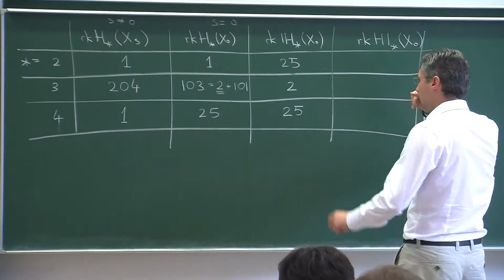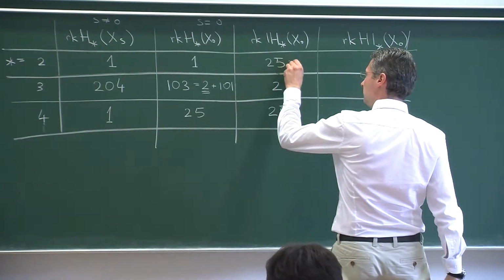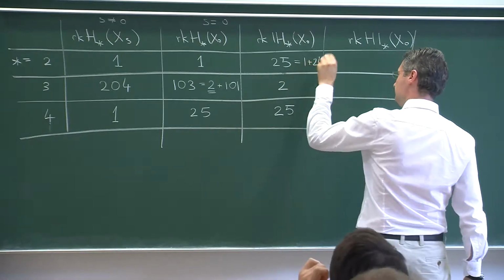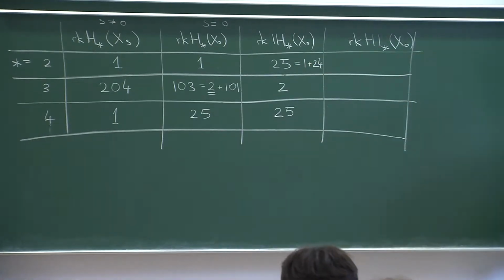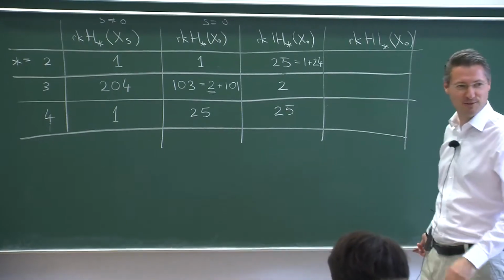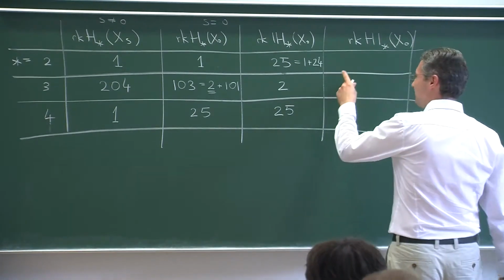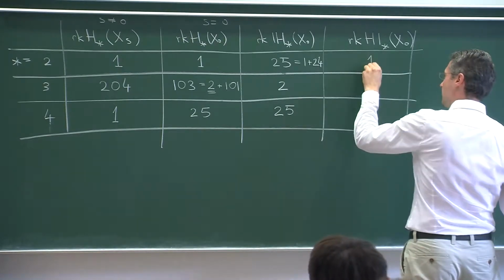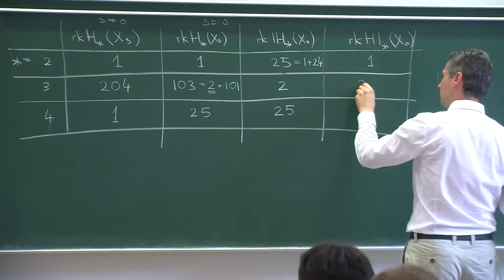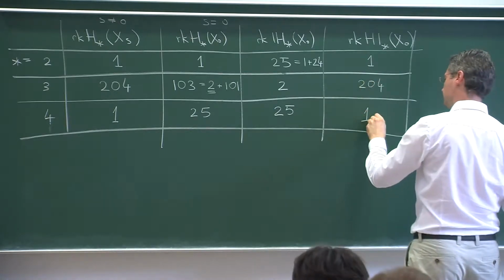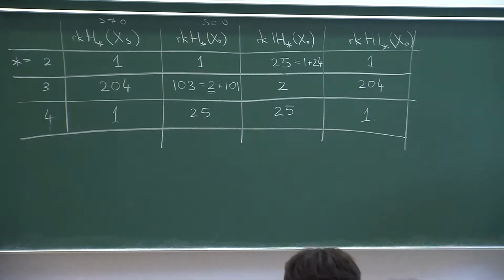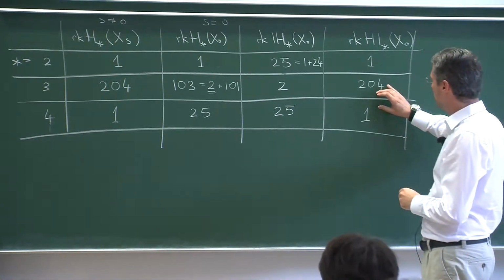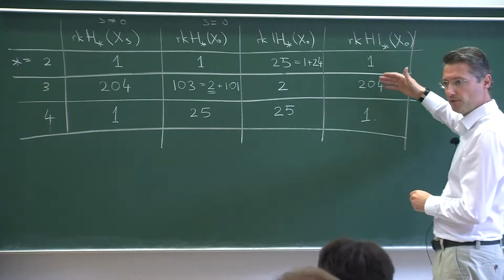And for some reason, you should think of this 25 as, by the way, 1 plus 24. I shall return to this momentarily. It looks a little bit cryptic now, but for the last column, when you do the calculation, you find 1, 204, and 1. So several things can be observed about this.